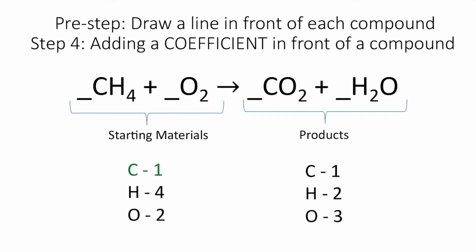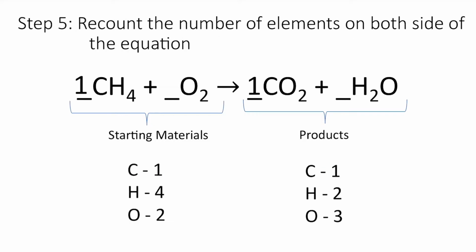I have 1 carbon in the starting materials and 1 carbon in the products. Therefore, I'm going to put 1 as the coefficient of the methane compound and 1 as the coefficient of the carbon dioxide compound. Step 5 is to recount the number of elements on both sides of the equation.